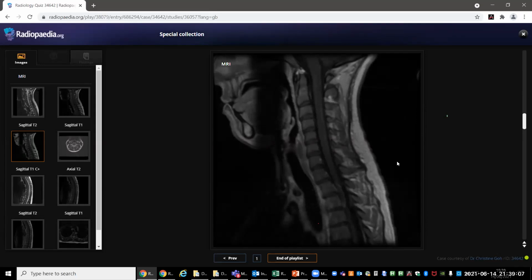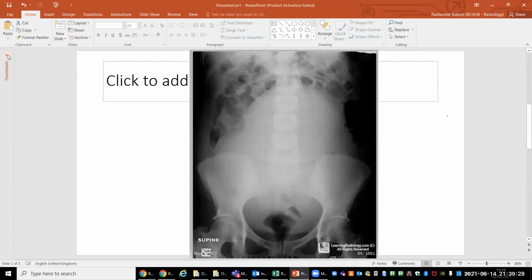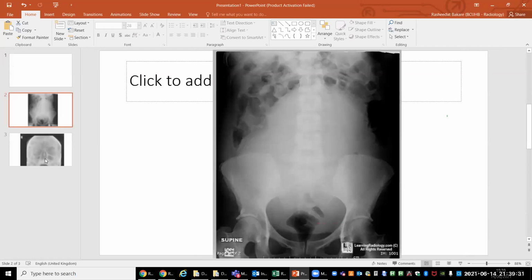B12 deficiency usually occurs with abnormalities of the stomach and terminal ileum, for example, bariatric surgeries with a reduction in the size of the stomach, or long-term gastritis, I think. Okay, so the last case. Okay.